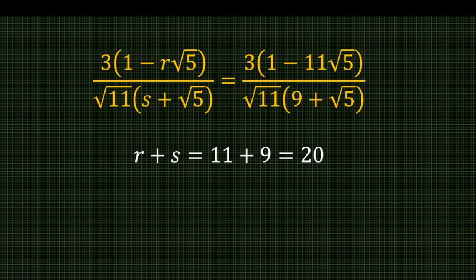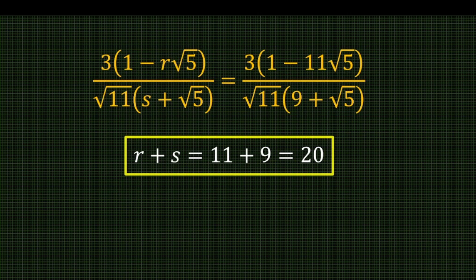Comparing r√5 with 11√5, we get r = 11, and comparing s + √5 with 9 + √5, we can say s = 9. So r + s is equal to 20. This is our final answer. Thank you.